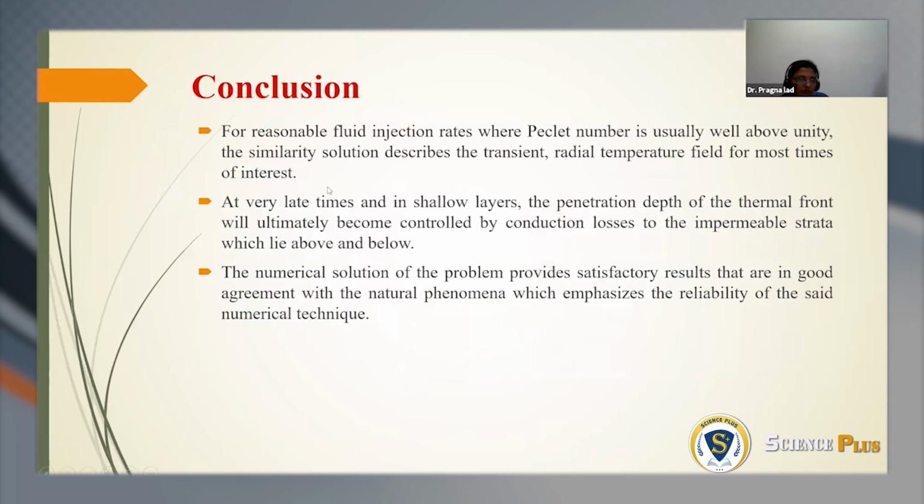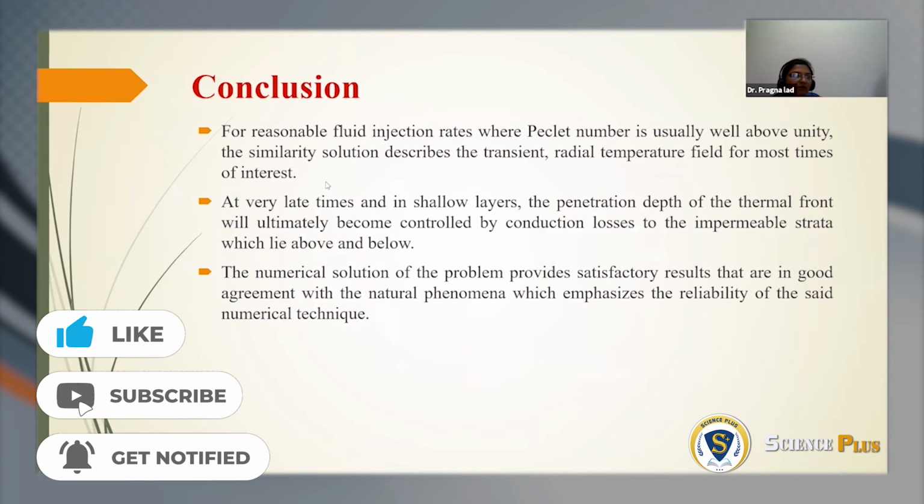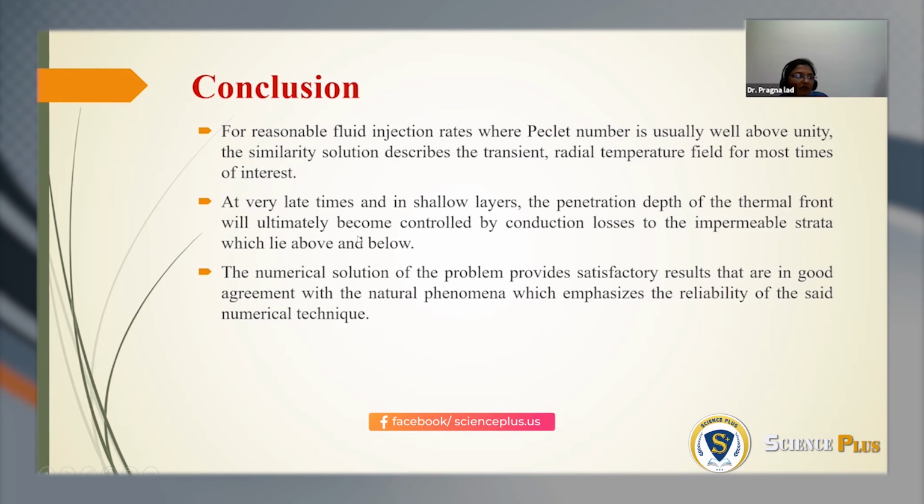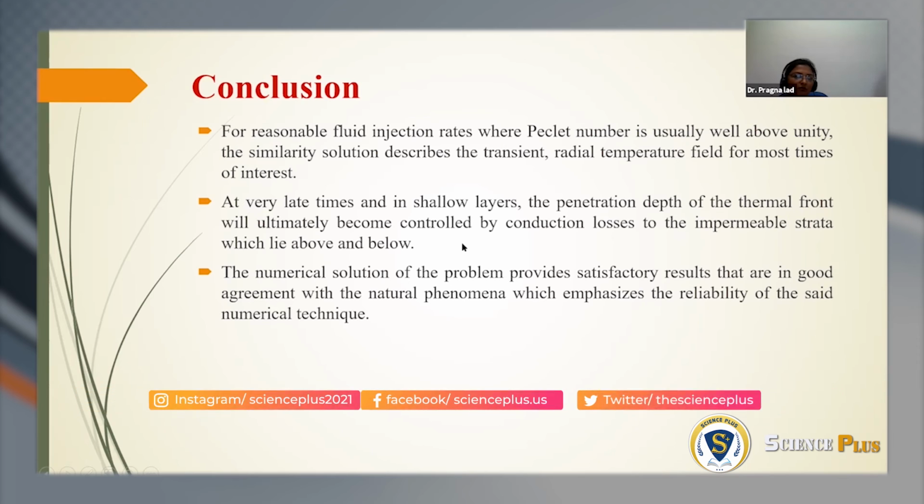Now, conclusion. Here, for reasonable fluid injection rates where the Peclet number is usually well above unity, the similarity solution describes the transient radial temperature field for most times of interest. At very late times and in a shallow layer, the penetration depth of the thermal front will ultimately become controlled by the conduction losses to impermeable strata which lie above and below.